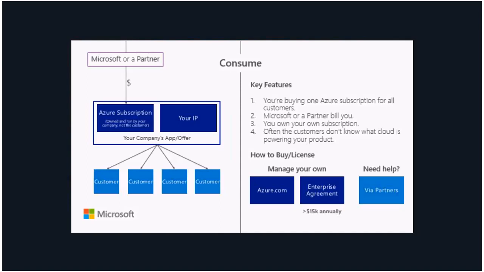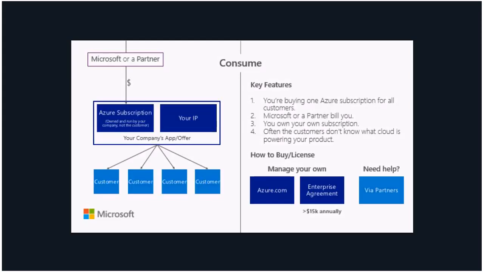So in this model, the key features to think of is, one, you're only buying one Azure subscription and all of your customers exist in that one environment. Microsoft or a partner could bill you in this model, and you own your own subscription. So you're not selling individual subscriptions downstream, you own the one Azure subscription where you're building out your app or offer. And then the fourth is, often the customers don't even know what cloud is in the background.